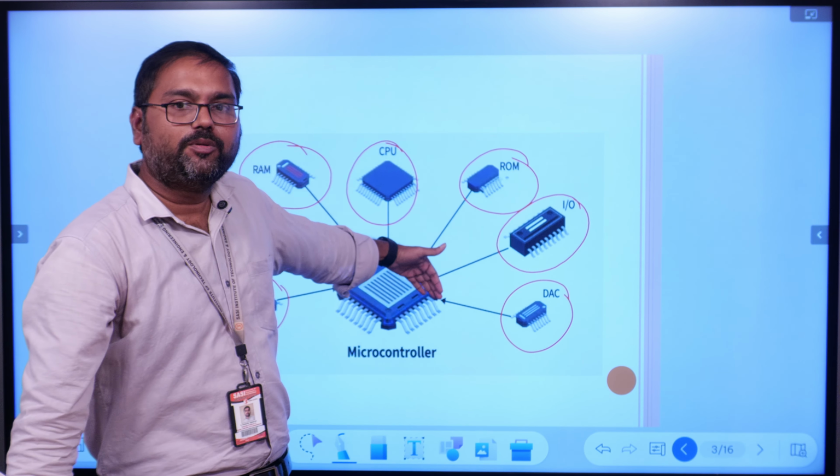Similarly, the clock generator is also there. It generates the clock pulses to synchronize all the internal operations of a microcontroller. Here all the components are connected or embedded in a single chip, that is the microcontroller. So this is about the microcontroller structure.